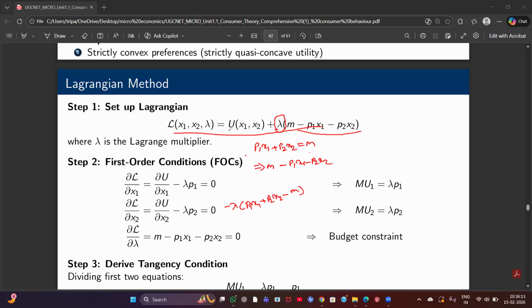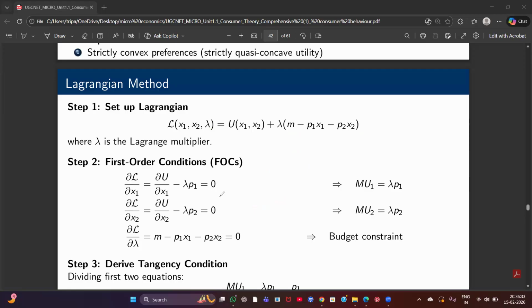So here this is the Lagrange equation. How many variables are there? One is x1, x2 and lambda. So I'll be taking three partial derivatives. First the partial derivative of L with respect to x1, then with respect to x2, then with respect to lambda. Then set all the equations equal to 0.